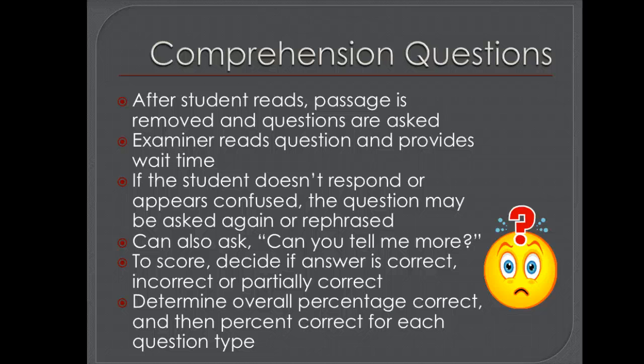So what I meant by each type of question is: is it an inference? Is it a main idea? Is it a detail? And so you're calculating the percentage for each type of comprehension question.